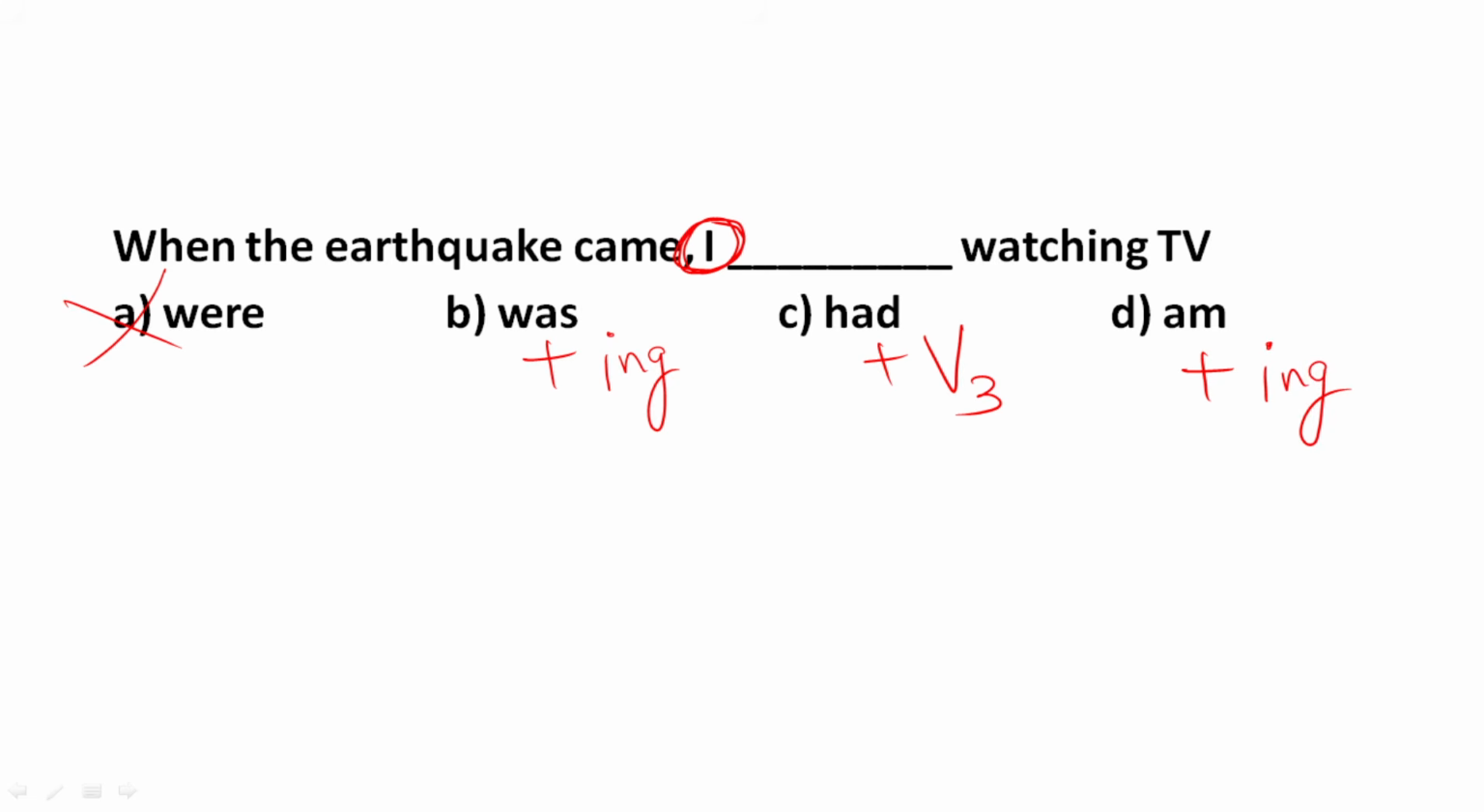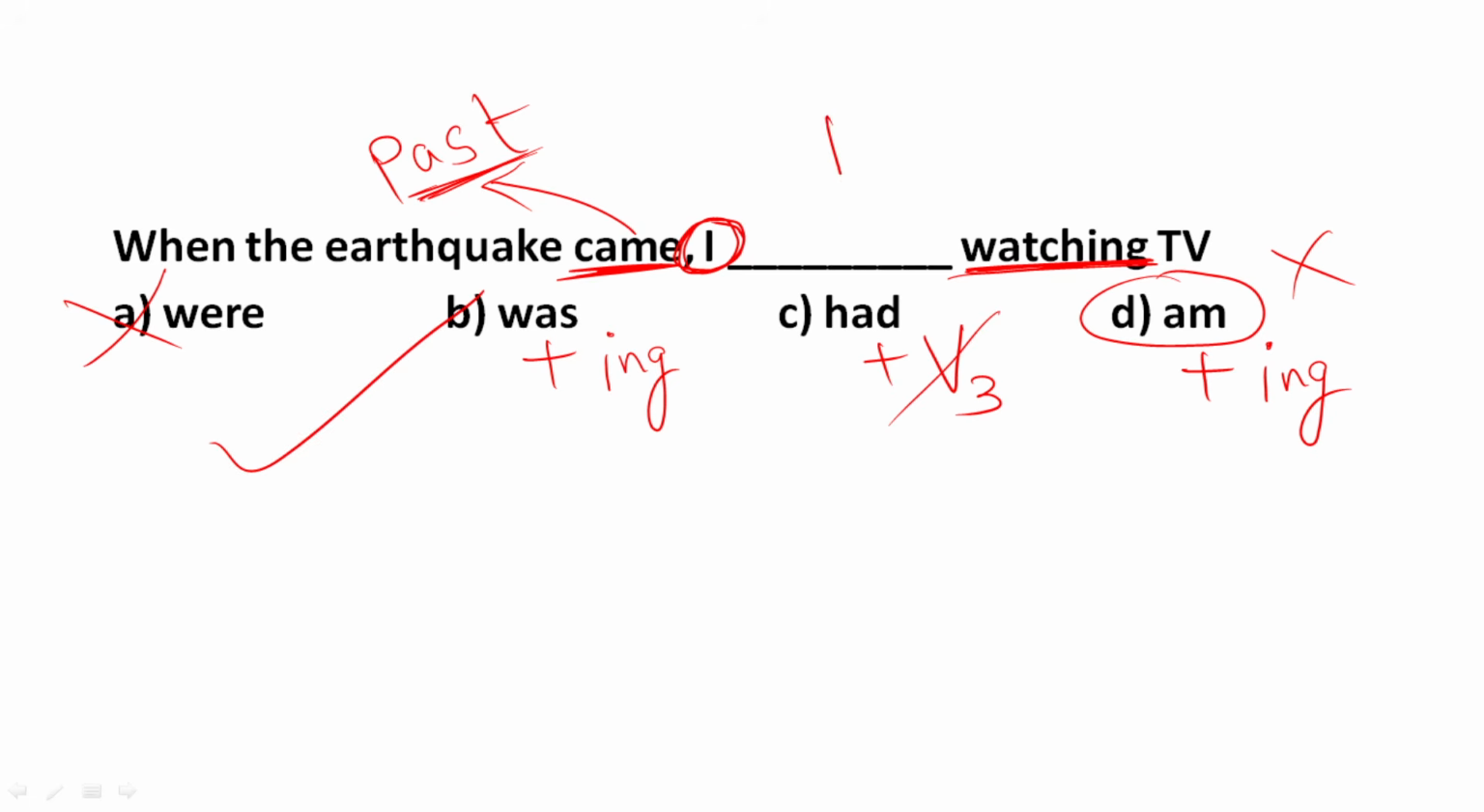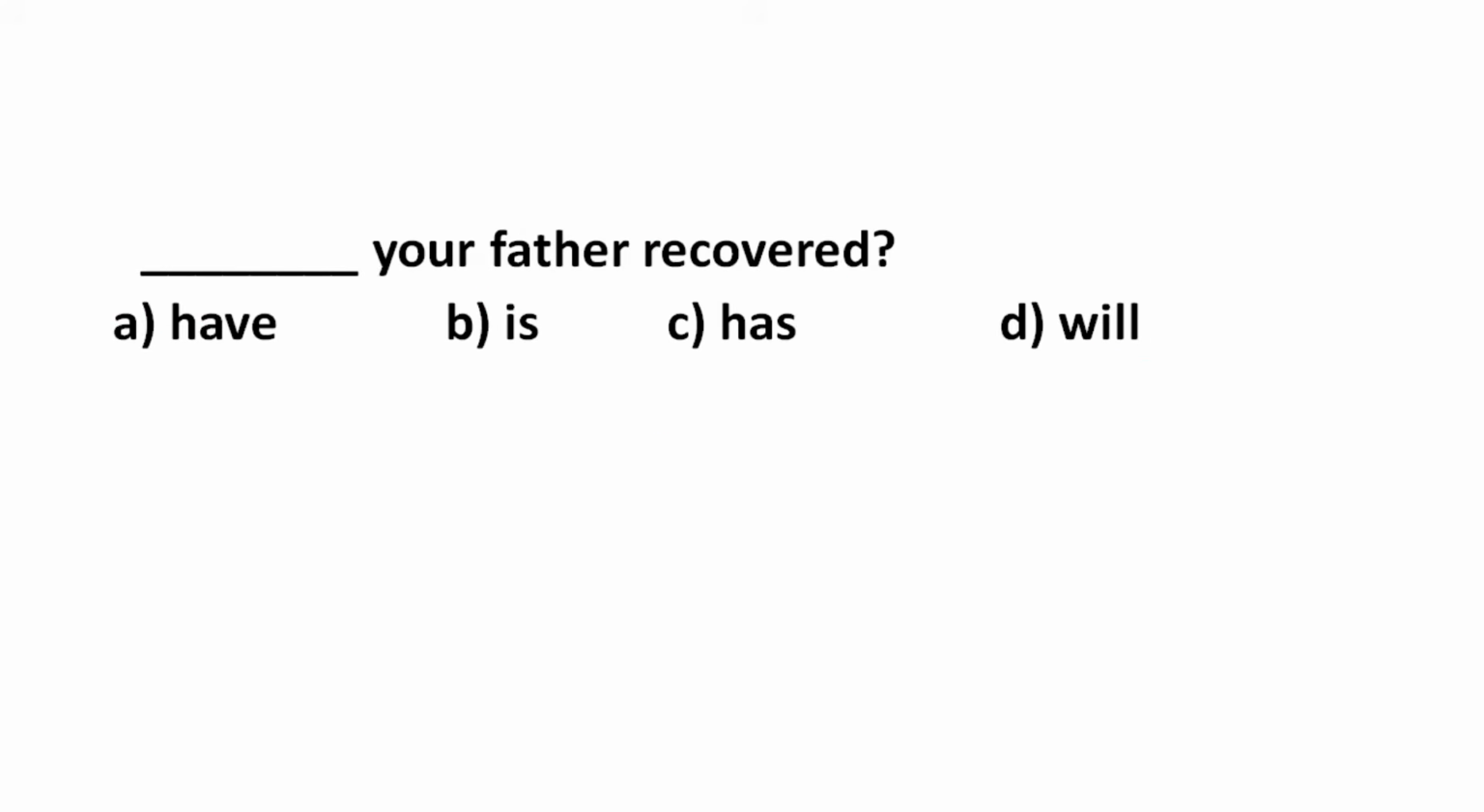Now tell me, when the earthquake came. If you see here, this so-called came is already in the past tense, correct? So now when I'm talking about past tense, I cannot use am because am is present tense. Now here, watching is the verb. The ing form is already given in the question. I cannot use V3 anymore. Now the answer is the second option. When the earthquake came, I was watching television is the right answer. We'll go to the next question.